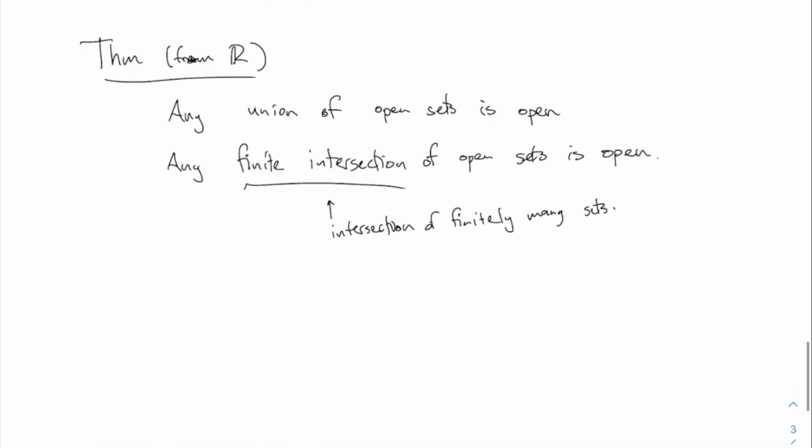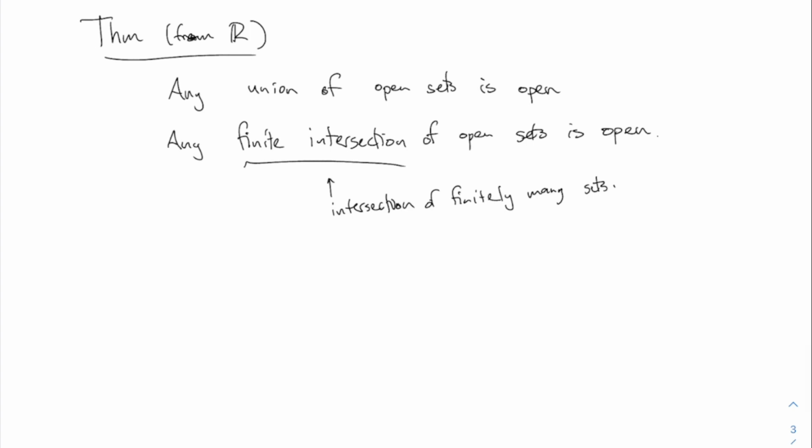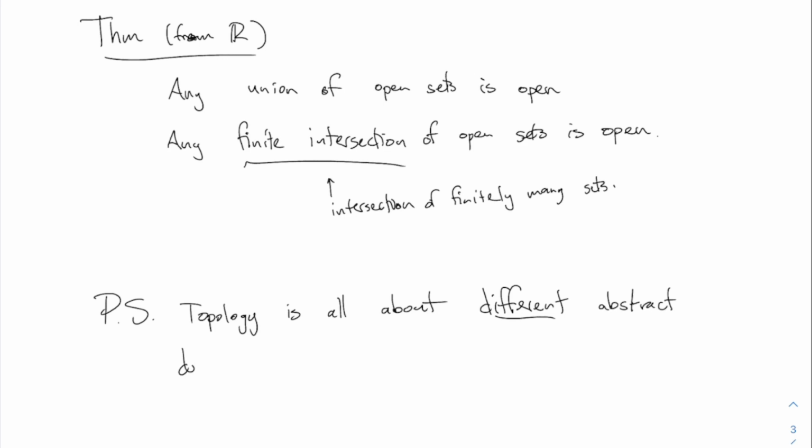When we define open sets in this way, so what we're going to do is, point set topology, PS topology, is all about different abstract definitions of the concept open set. So in real analysis, open set means that thing about epsilons, but actually in this class, when I say open set, I don't necessarily mean that. I mean something which is a little bit more abstract.